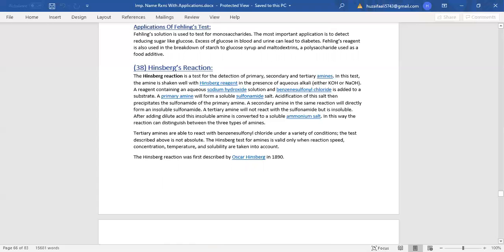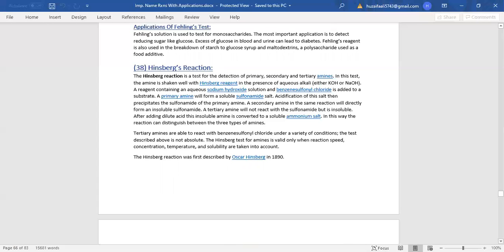Hinsberg reaction. The Hinsberg reaction is a test for the detection of primary, secondary, and tertiary amines. In this test, the amine is shaken well with Hinsberg reagent in the presence of aqueous alkali. A reagent containing an aqueous sodium hydroxide solution and benzenesulfonyl chloride is added to a substrate. A primary amine will form a soluble sulfonamide salt.